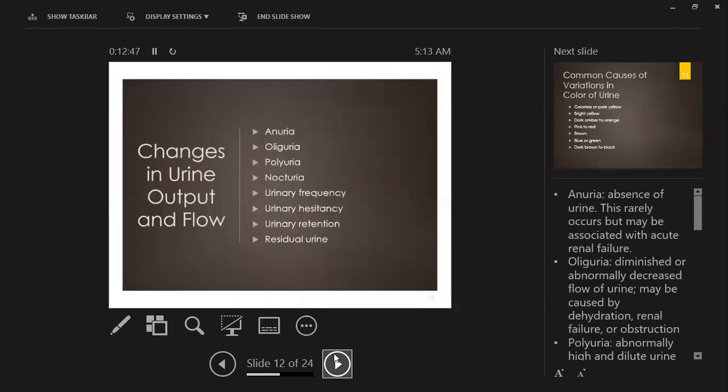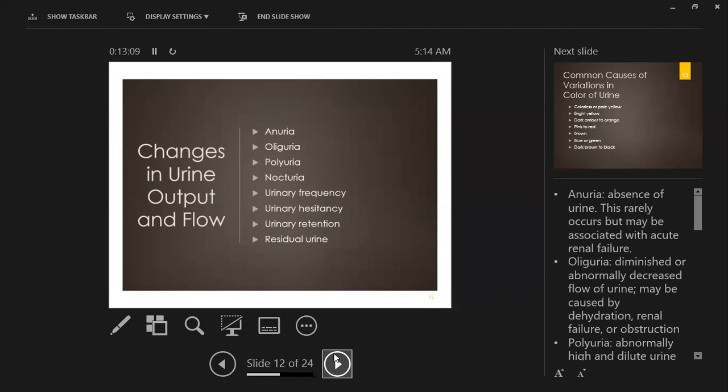Changes in urine output and flow. There are many different conditions or characteristics of urine flow that have specific names. Anuria, for example, is the absence of urine. It is extremely rare. However, if a person has AKI, or acute kidney injury, and is in acute renal failure, we may see no urine produced.